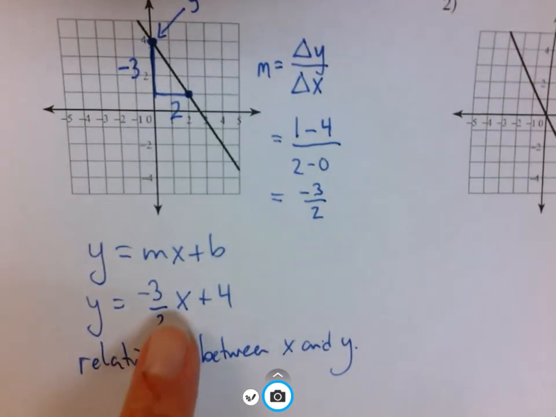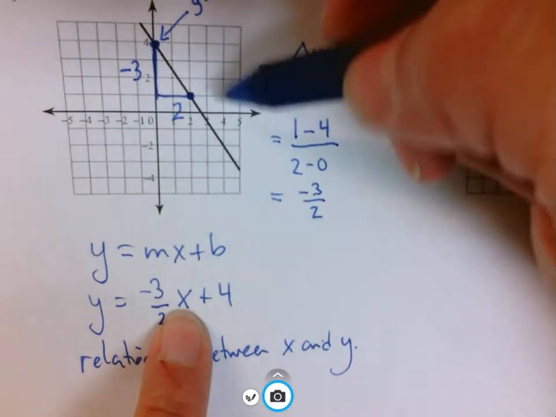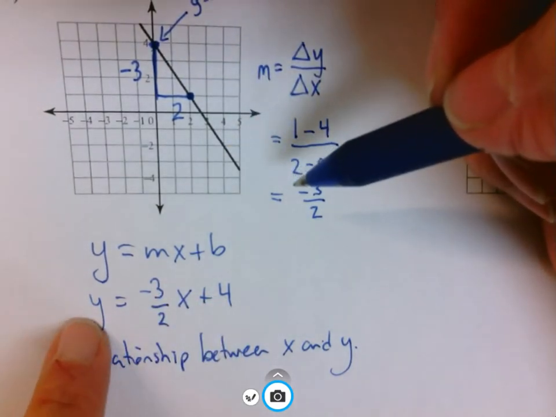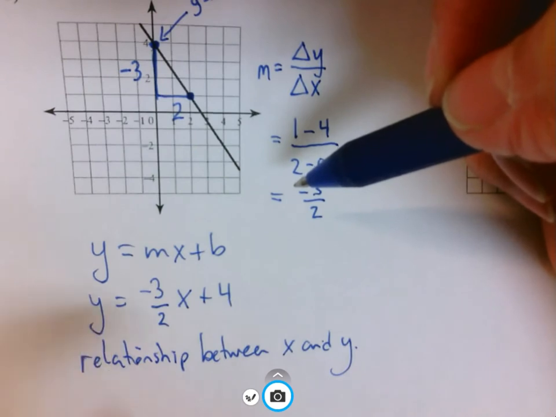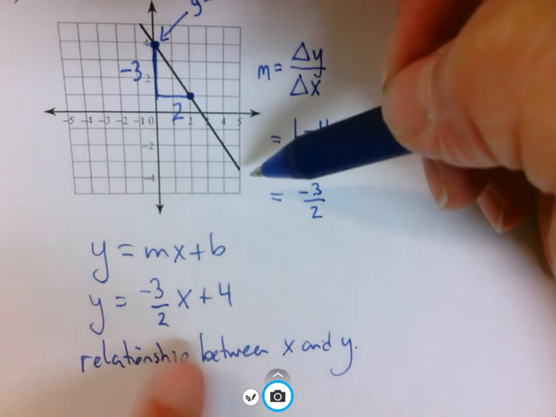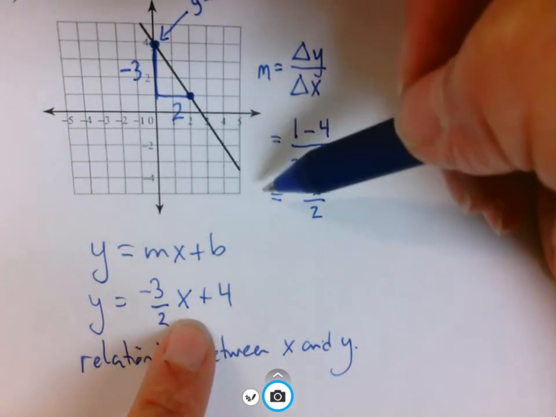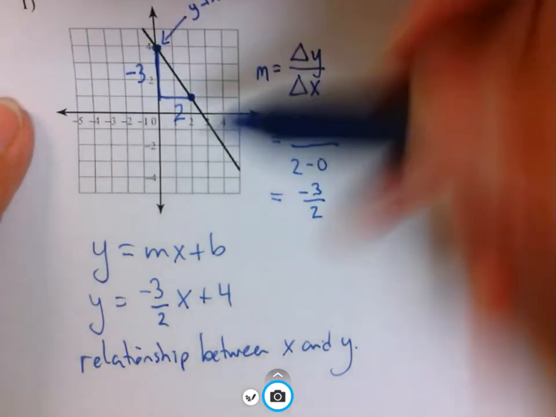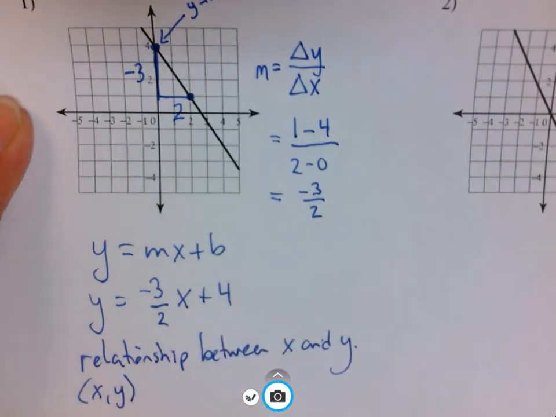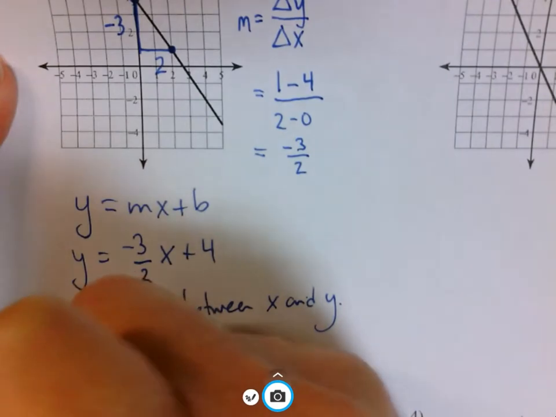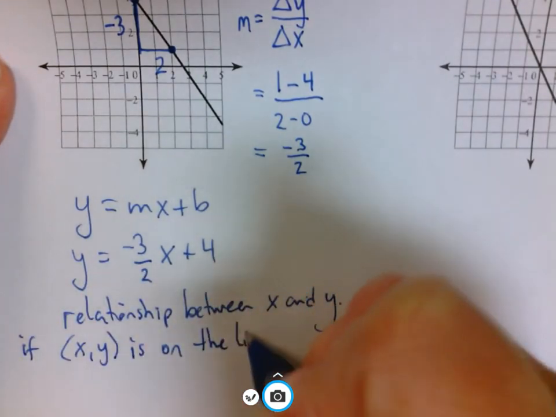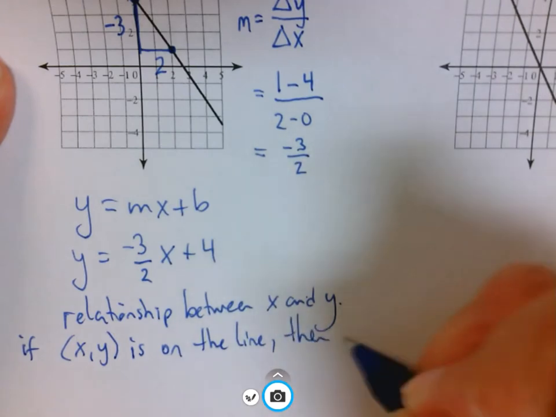In this case, if you knew the x-coordinate of a point on the line, you could use the equation to find the matching y-coordinate. If you knew the y-coordinate of a point on the line, you can use the equation and solve for the x-coordinate. Any point x, y that makes this equation true is a point on the line. So if x, y is on the line, then the equation is true.